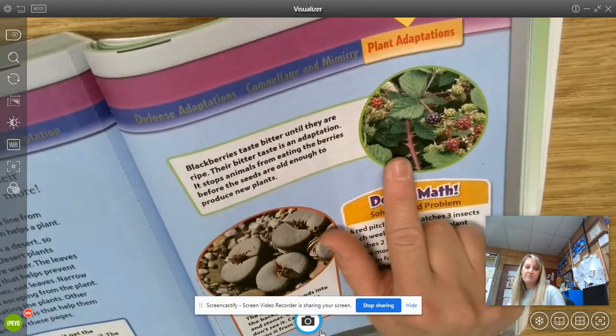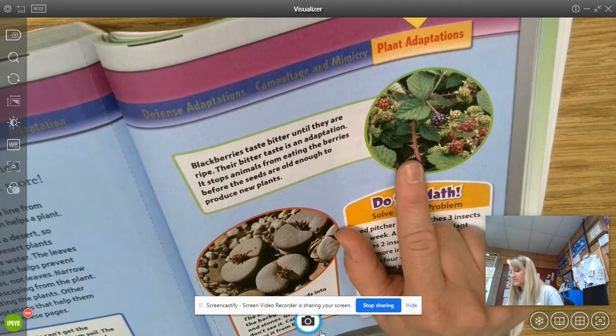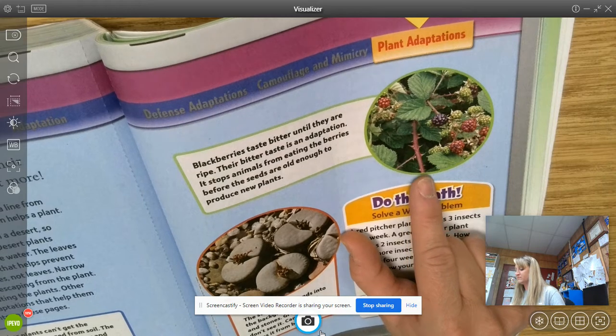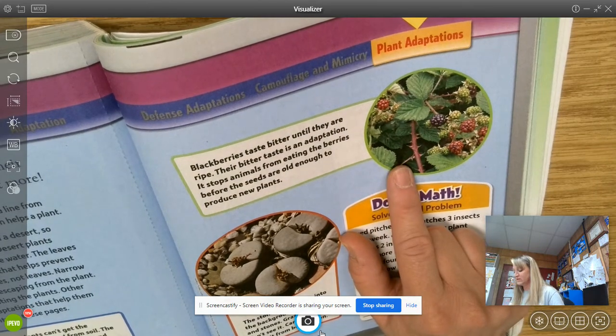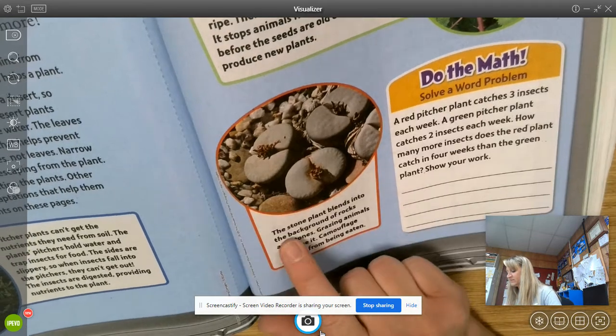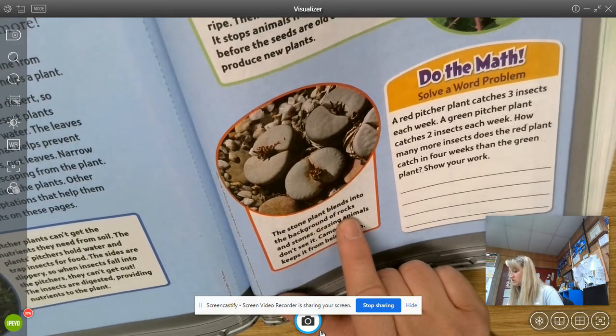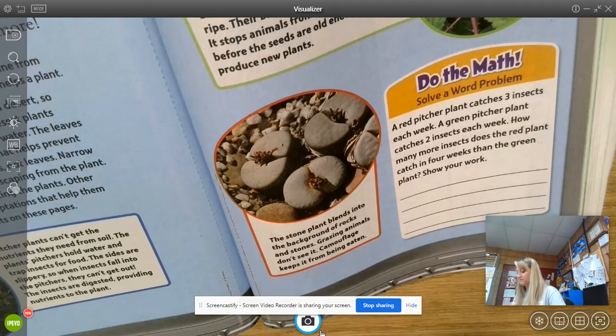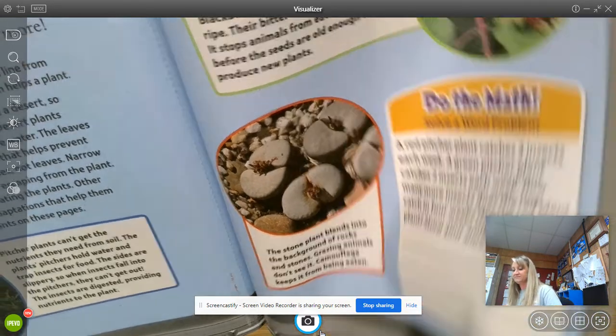Blackberries taste bitter until they are ripe, and the bitter taste is an adaptation. It stops animals from eating the berries before the seeds are old enough to produce new plants. It's amazing how all this works. And the stone plant blends into the background of the rocks and stones. If it blends in, it's like camouflage. Grazing animals don't see it, and camouflage keeps it from being eaten.